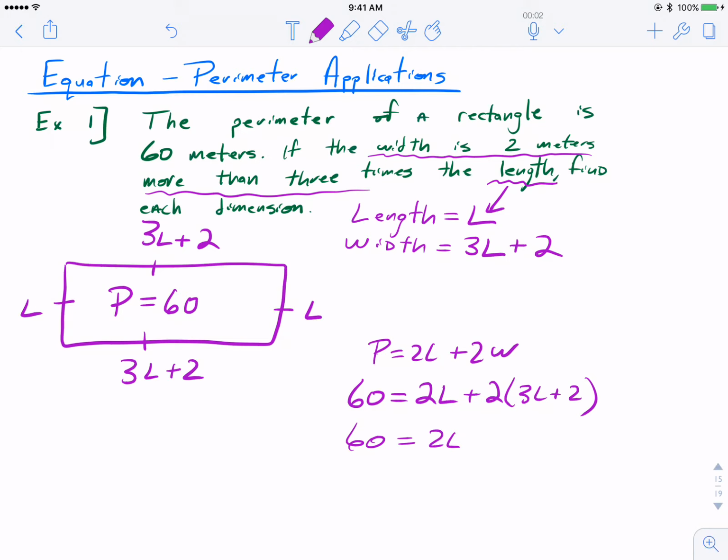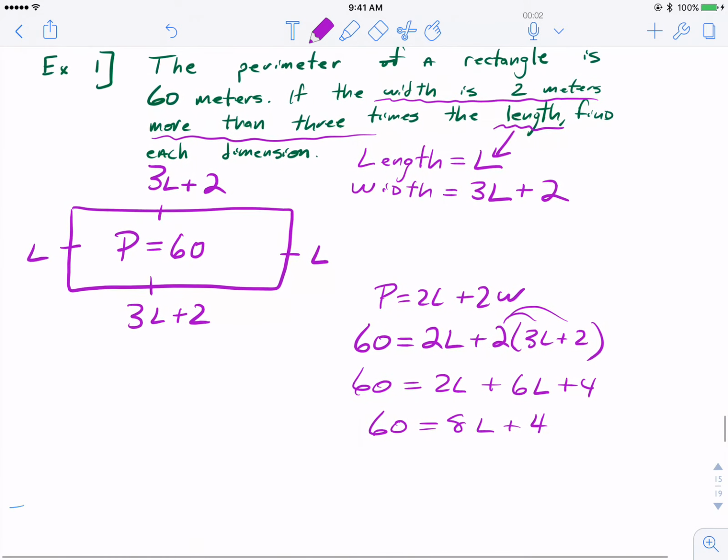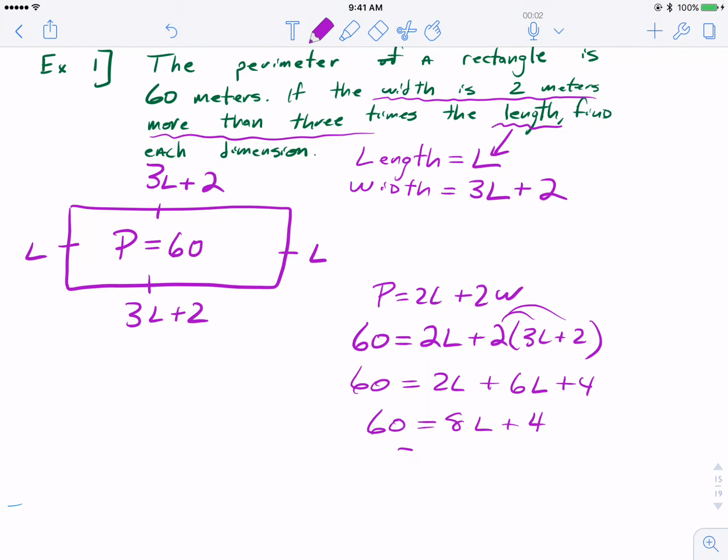So that's going to be 2L plus 6L plus 4 after I distribute. So that's going to be 8L plus 4. Okay, and now I'm going to subtract 4 from both sides. I'm going to get 56 equals 8L.